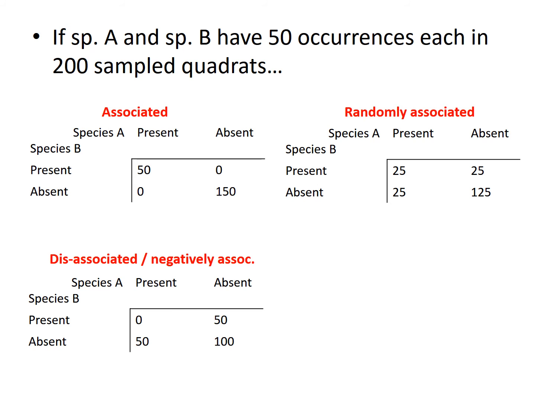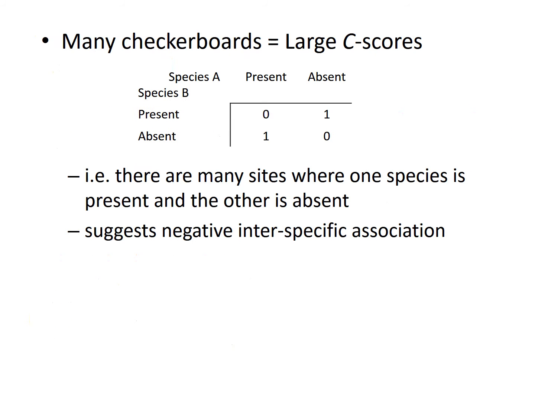Under random association, the important thing here is that we'd expect to see species A would co-occur with species B roughly the same amount of time as when it's absent from areas with species B. So again, this allows us to infer ecological process from pattern.